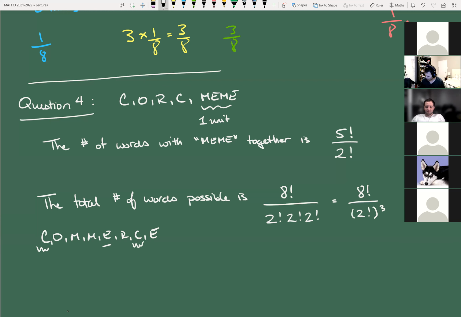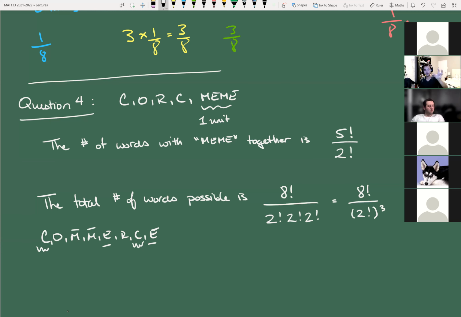We've got 2 E's, and we've got 2 M's. That kind of looks the same. Maybe let me put hats on them. And so we have to divide by the number of repetitions of each letter in order to get the correct number of ways. Okay? Because in MEME, you're not worried about it.